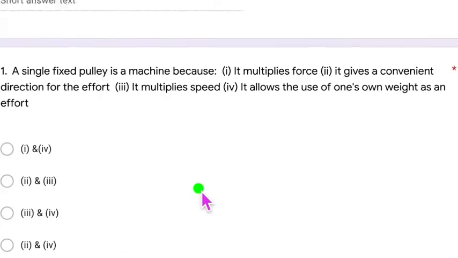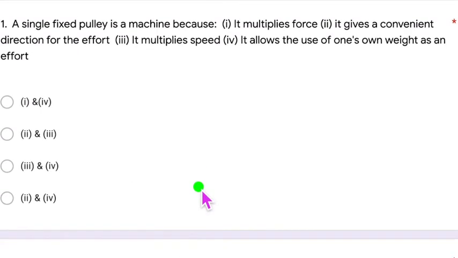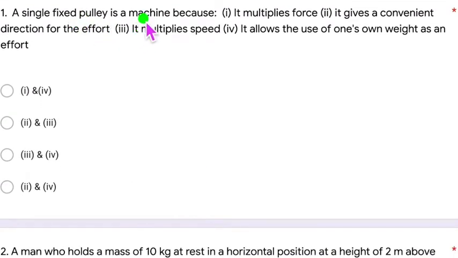Okay? So, shall we begin? Let us look at our first question. A single fixed pulley is a machine because, and we have been given these 4 choices. Now it is a machine. Why? Does it multiply force? Does it give a convenient direction for the effort? Does it multiply speed? Does it allow the use of one's own weight as the effort?